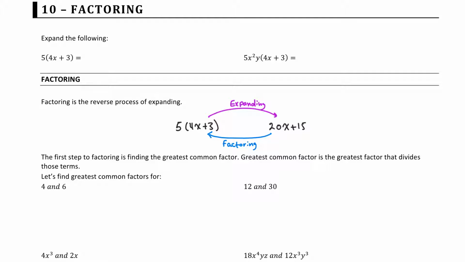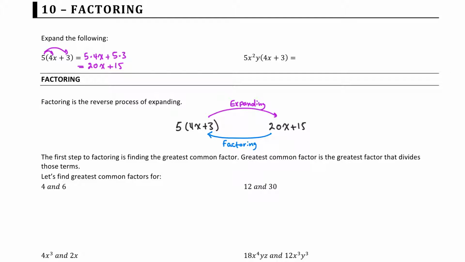So the first example says expand the following, and we have 5 times this binomial. It is a binomial because it has two terms, 4x and 3, separated by a plus sign. To expand, we have to use the distributive property and distribute the 5 to the inside of the brackets. By expanding, we remove the brackets and it becomes 5 times 4x plus 5 times 3, which ends up being 5 times 4, 20, x, and 5 times 3, which is 15.